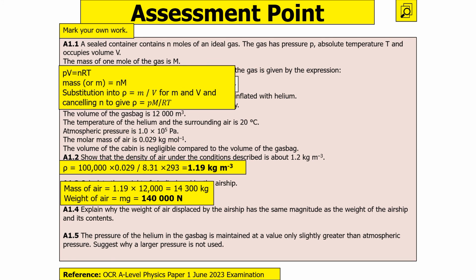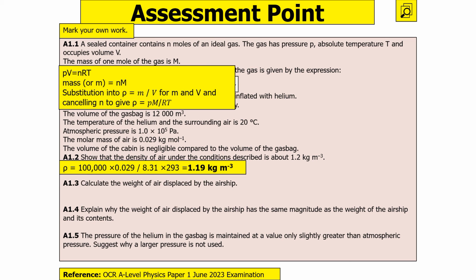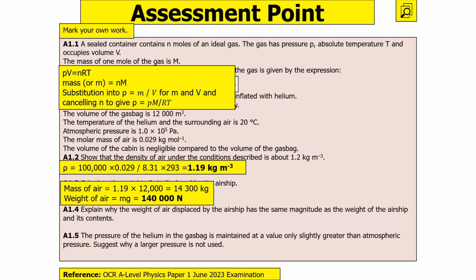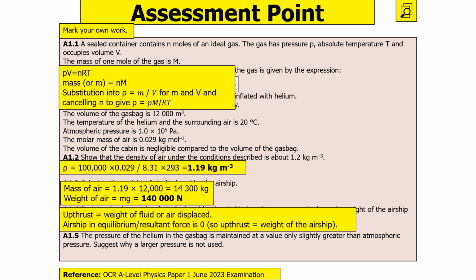The mass of the air is going to be the density times the volume, so you can work it through that way, as you can see in there. And then you can change that into a weight by times by g, 9.81, so therefore we get 140,000 newtons. In the next one, we know that when something is floating in the air, the upthrust will equal the weight of the fluid or the air that is displaced. So therefore the airship is in equilibrium. We can tell that from the information given in the question. So therefore the resultant force is 0.